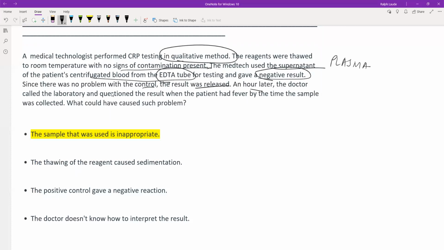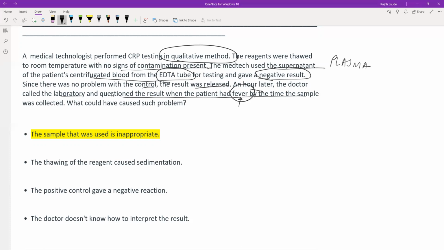An hour later, the doctor called the laboratory and questioned the result, since the patient had fever by the time the sample was collected. Imagine, CRP levels are going to rise before the symptoms are observable, okay? So if the patient has a fever, it is expected that the CRP is already high. That's why the doctor questioned the result. Why was it negative? Okay? So, what could have caused such a problem?